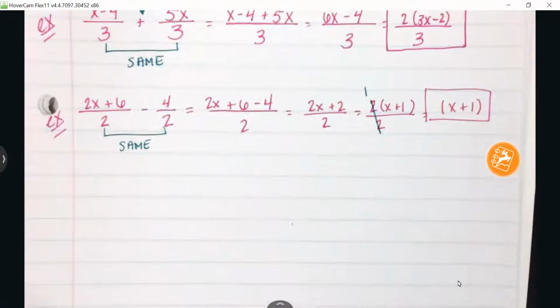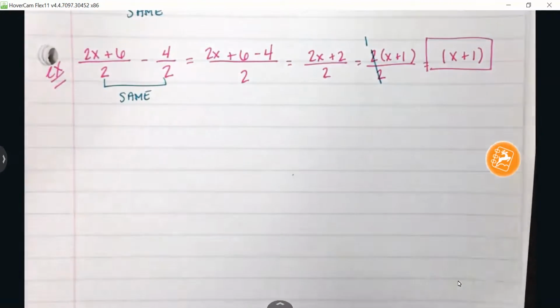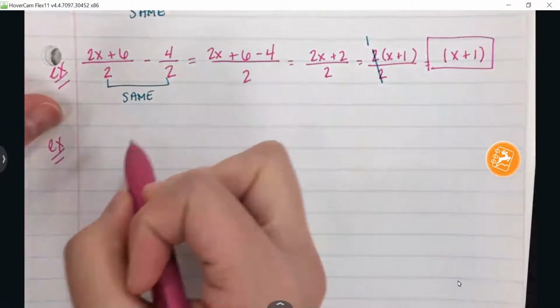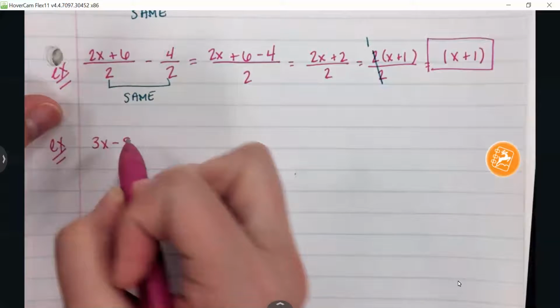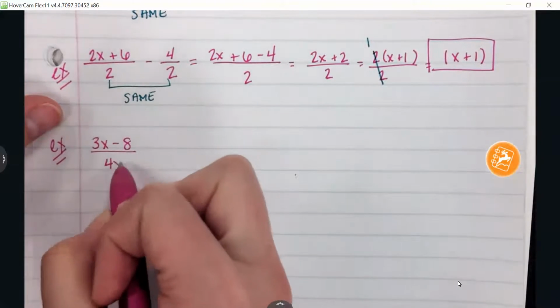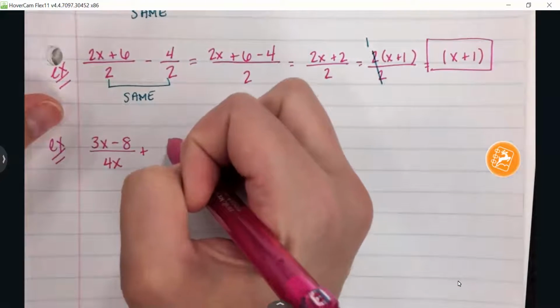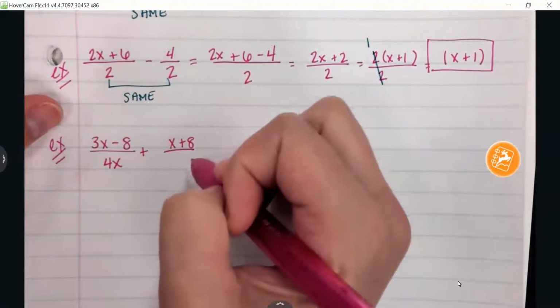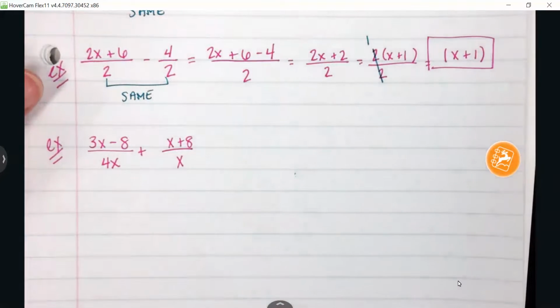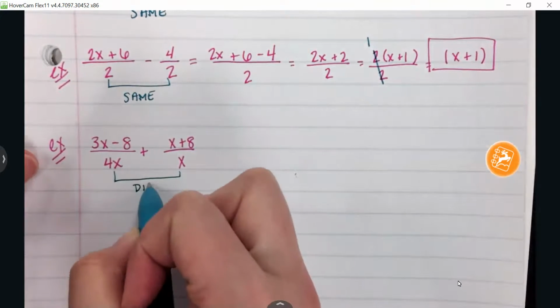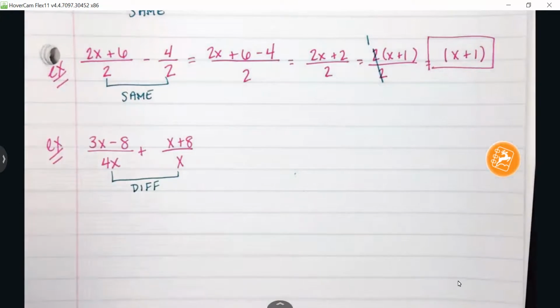All right, we're going to make it one step harder now. So my next example will say 3x minus 8 divided by 4x plus x plus 8 divided by x. What do you notice about these denominators? These are not the same. These are different. So I have to find something they have in common.